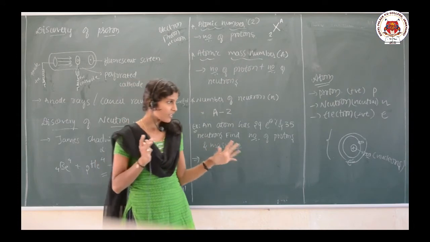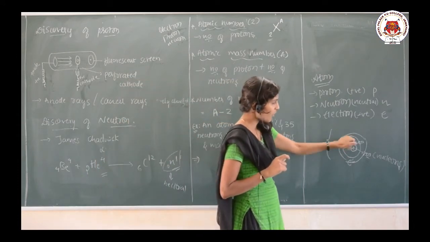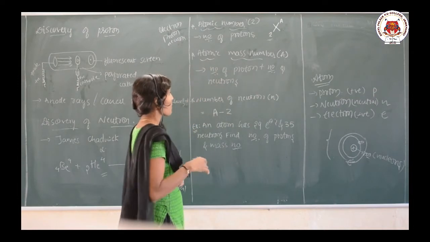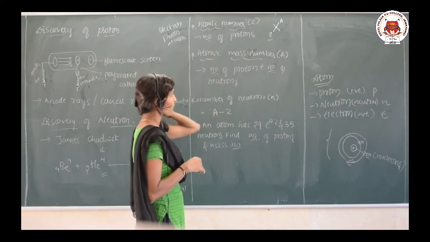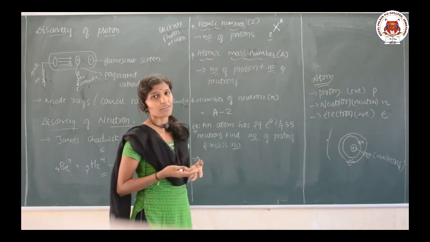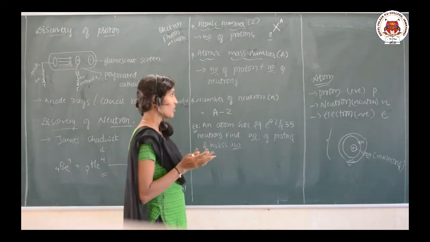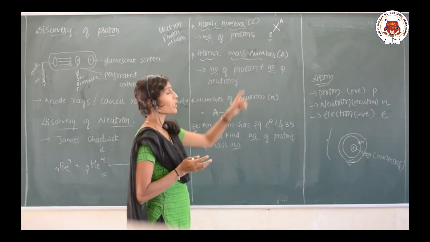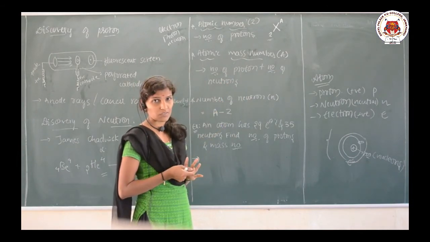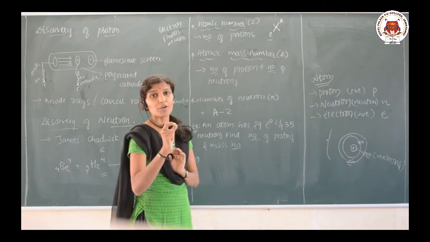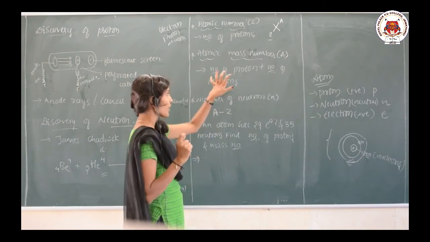Okay, is this clear? Number of protons or number of electrons. Then atomic mass number. Atomic mass number is represented by the letter A. So what is atomic mass number? Atomic mass number is the sum of the proton and neutron which are present in the nucleus. Are you getting my point?